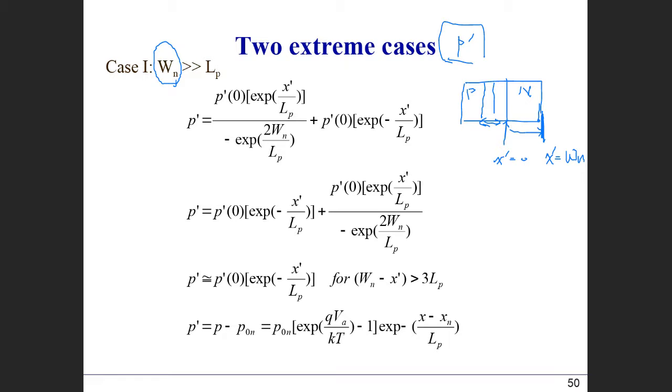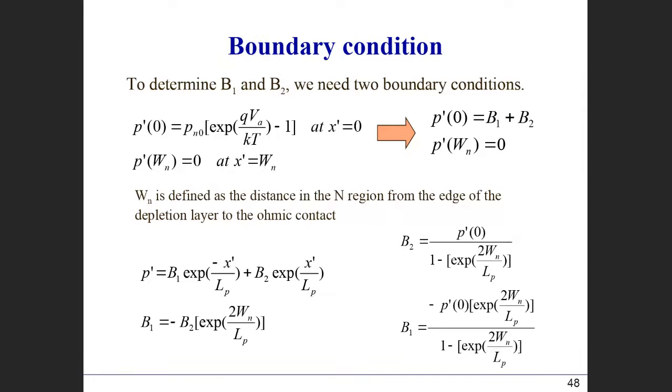In this case, we compare the value of Wn with another one, Lp. This Lp we call the diffusion length. As I mentioned, this is defined by two parameters.